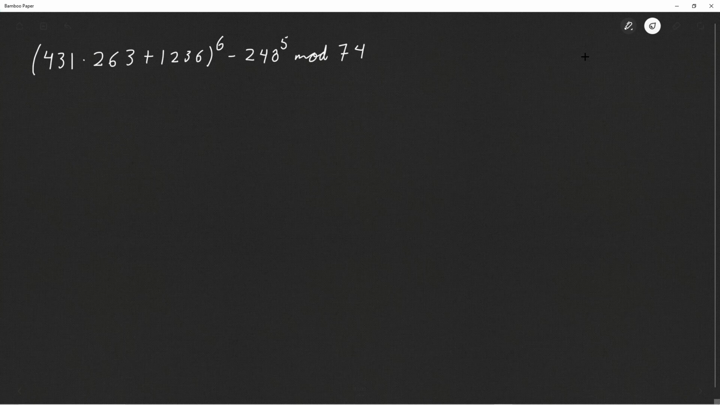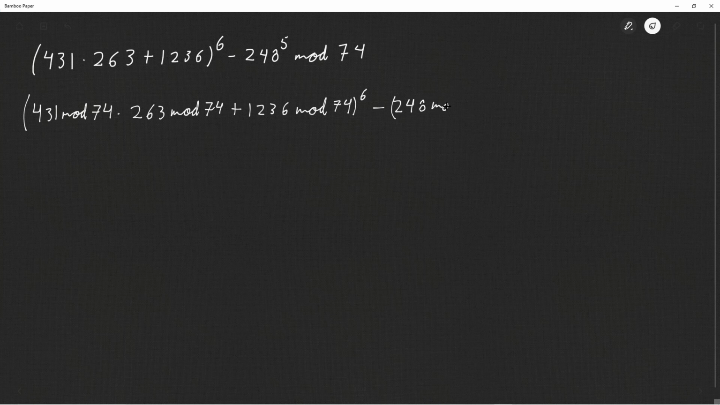And now we have a question where we don't only have one bracket, we're subtracting another number as well. Because we'll have 431 multiplied by 263 plus 1,236 all to the power of 6 minus 248 to the power of 5 modulo 74. So our first step again will be taking 431 modulo 74 multiplied by 263 modulo 74 plus 1,236 modulo 74 all to the power of 6 minus 248 modulo 74 all to the power of 5. And this entire equation will be modulo 74.